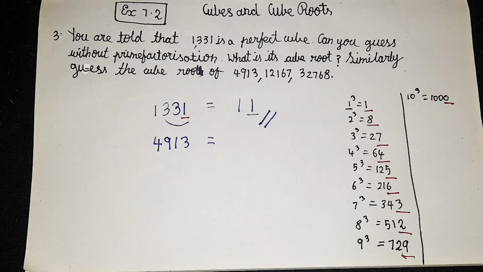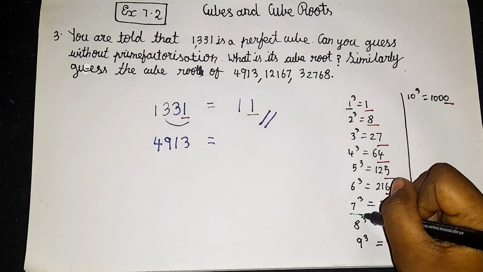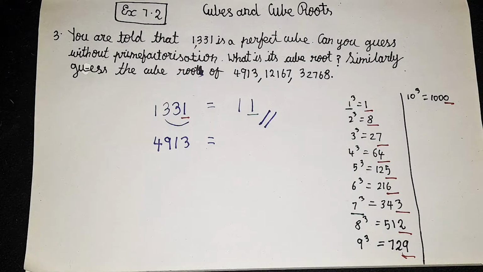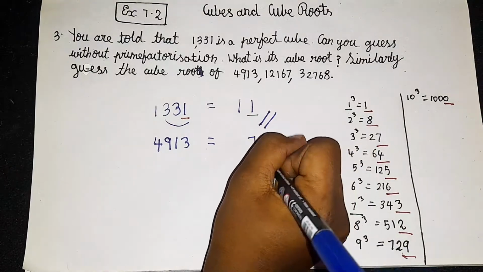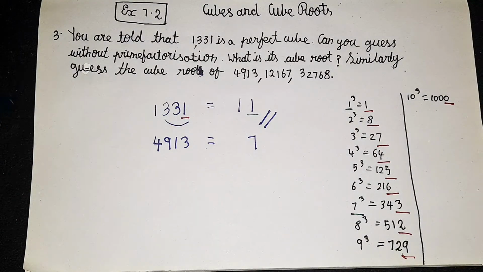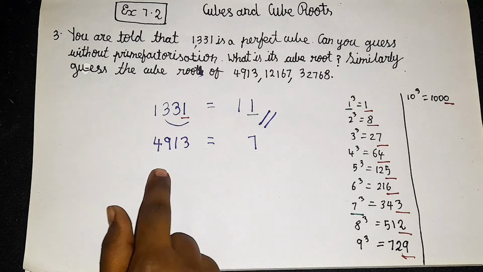So what is the question for 343? 7 cube is equal to 343, right? So we should write 7 as the answer here. The end digit is going to be 7. Okay. Now what we have to do is hide the 3 numbers.